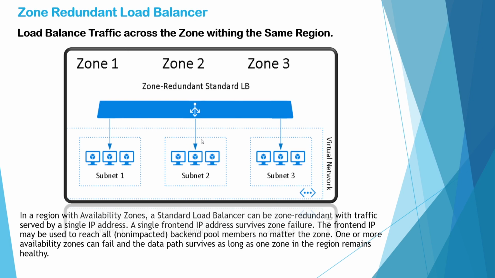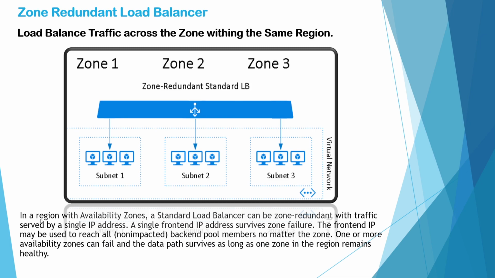In a zone redundant load balancer, your public traffic will be distributed across the different zones within the same region. So in case of failure of one data center in one zone within the same region, your traffic will still be routed to zone 2 or zone 3 and your service will not be interrupted. So this is the function of the zone redundant load balancer. Let me show you how you can configure it.